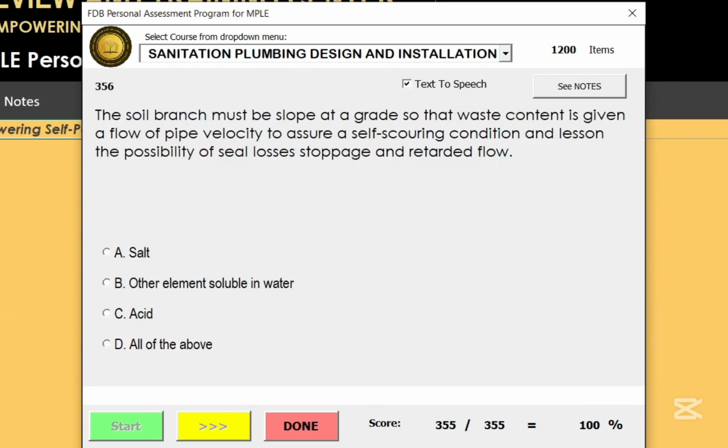The soil branch must be sloped at a grade so that waste content is given a flow of pipe velocity to assure a self-scouring condition and lessen the possibility of seal losses, stoppage and retarded flow. A. Salt. B. Other elements soluble in water. C. Acid. D. All of the above. Please pick your choice. Option D is your choice, and it's the correct answer. Well done.